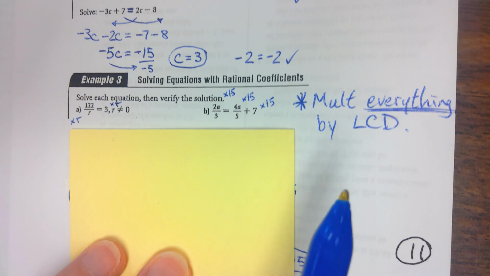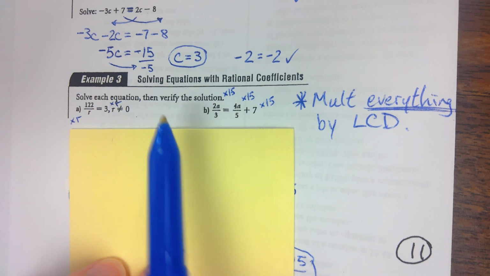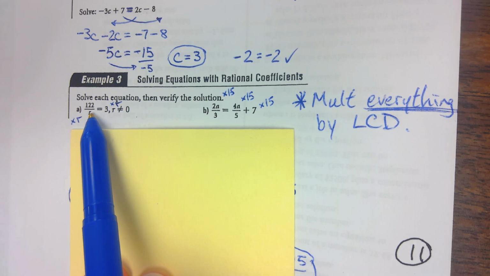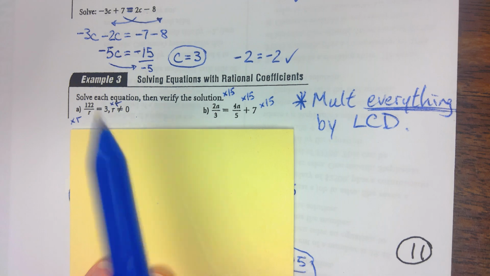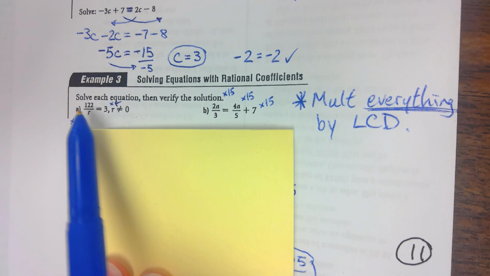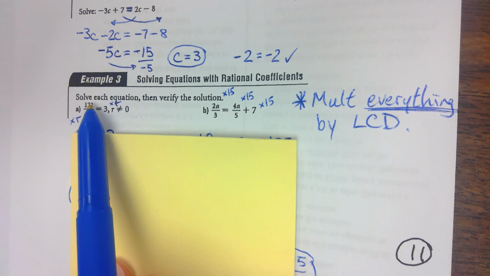You can't do that for expressions, but you can do that for equations because you're doing the same thing on both sides. So right here, 122 divided by r equals 3. What is my denominator here? Yep, r. So I'm going to just multiply all of my terms by r. So 122 times r divided by r, what do I get?